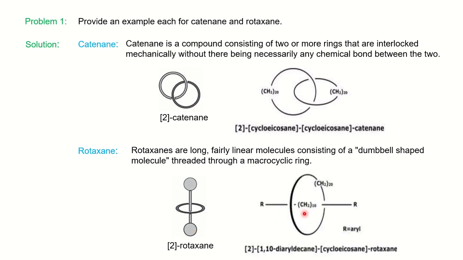We'll see one example here also. You can see here there is a long axis, and at the termination of both ends of the axis, you can see an R, which is a bulky group.